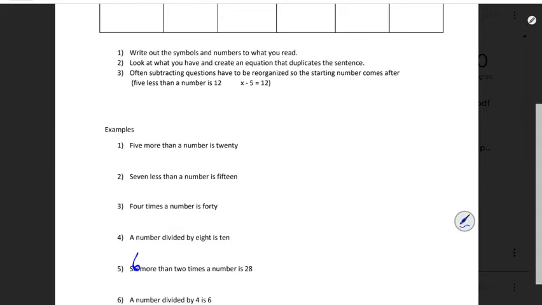6 more than 2 times a number. 2 times a number is, that equal sign, is 28. So again, we don't tend to write it like that. But we could write it as 6 plus 2m is 28. And it could be opposite, 2m plus 6 is 28. Both would work. Okay.